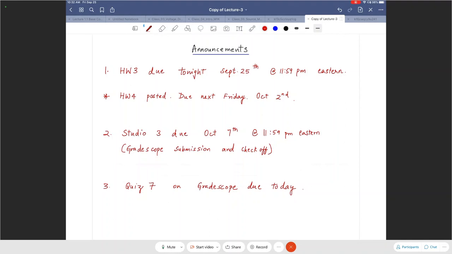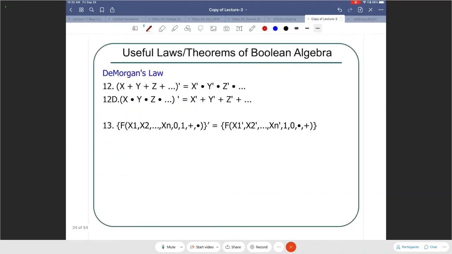All right, so let's see. That is as far as announcements are concerned. And let's continue talking about the Boolean algebra properties. The place where we stopped in the previous lecture was 11D. And we'll start off today with property number 12.